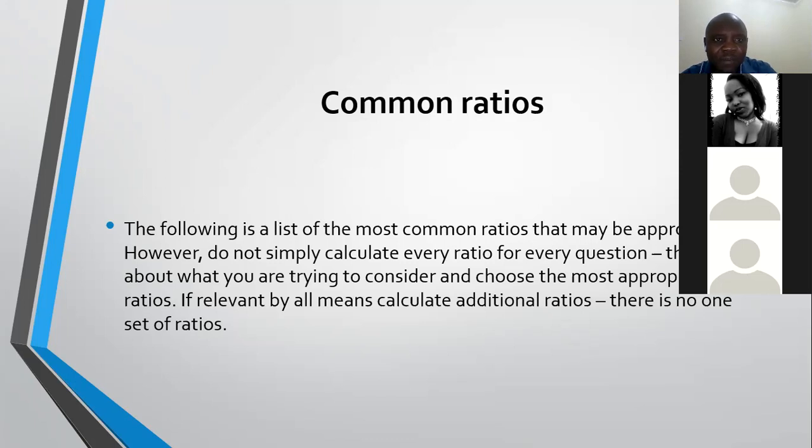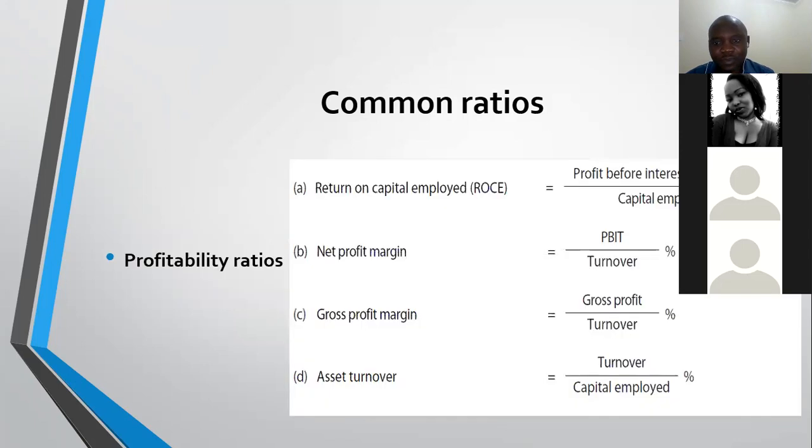People start owing you if your inventory is going up. But if you find a situation where your inventory is going up, your trade receivables are slightly going up, you reach a stage where your trade payables will go up, but your revenue will remain almost at the same level. These are profitability ratios.